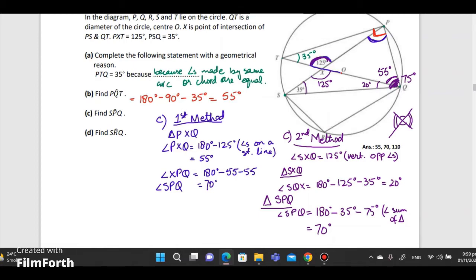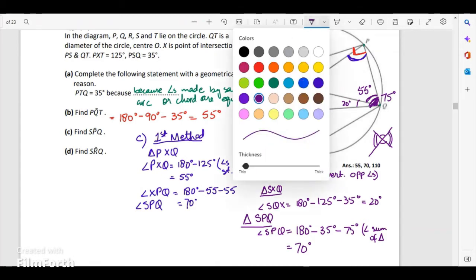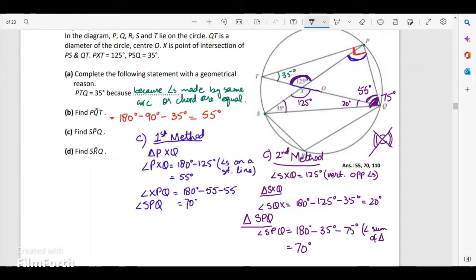Coming towards D part now. In D part, they are saying that you have to find angle SRQ. This angle SRQ is this. This is what I need to find out. Now if you notice, this is on the circumference, this is on the circumference, this is on the circumference, this right here is on the circumference. So this is a cyclic quadrilateral that's forming.